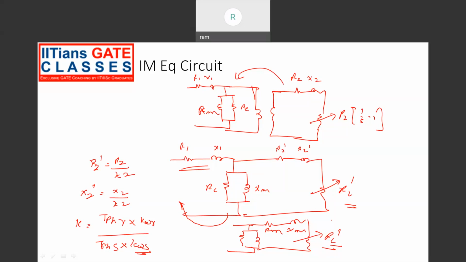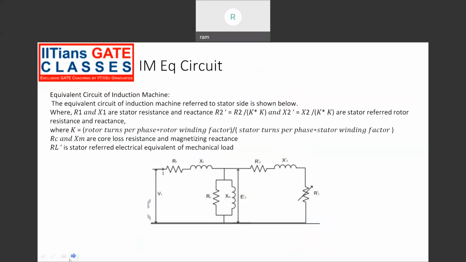Let's go to the next slide. We have discussed this in the earlier slide.